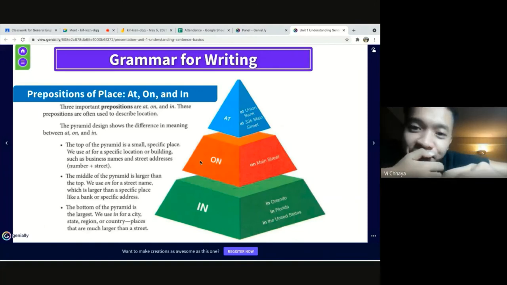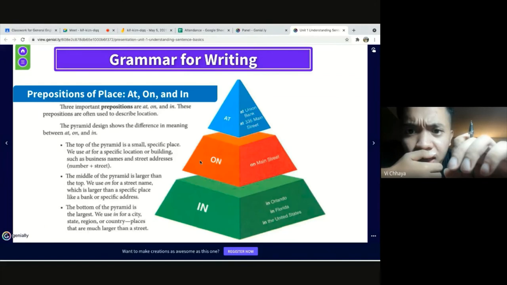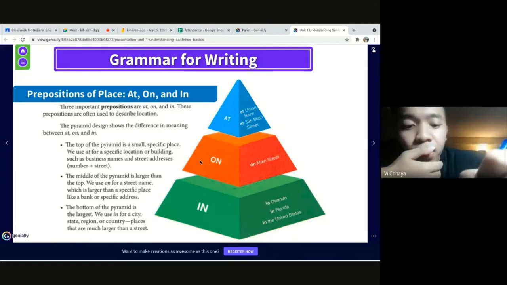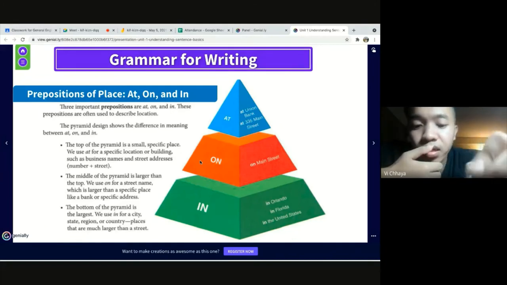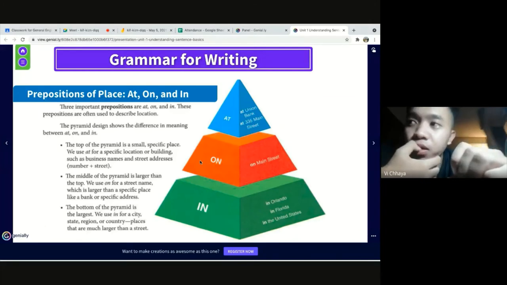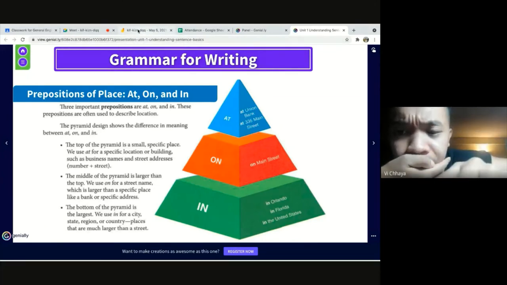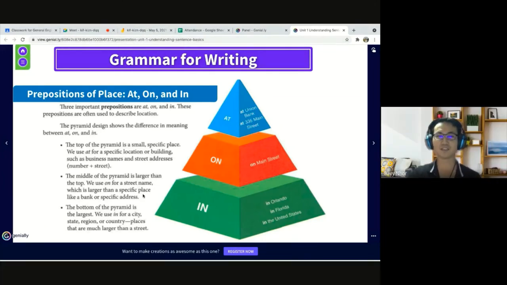At, like the specific place, like the special place. What can I say? The independence place, at Phnom Penh City. At Phnom Penh City or in Phnom Penh City?